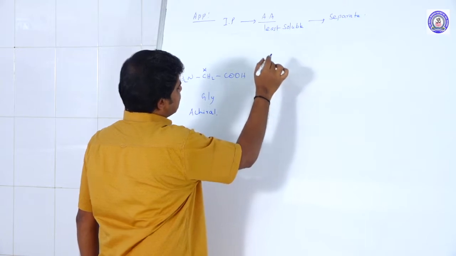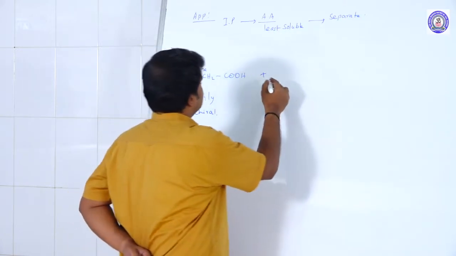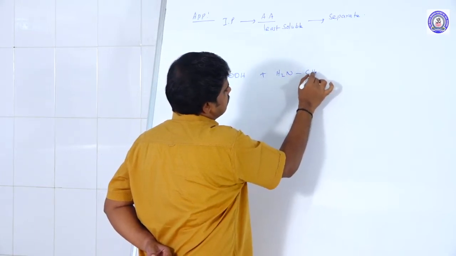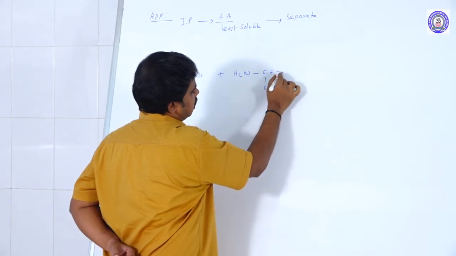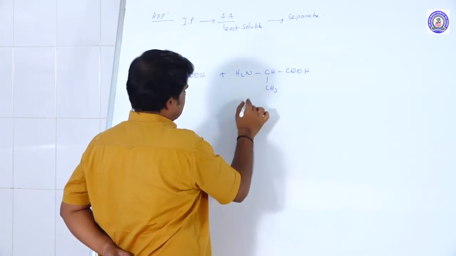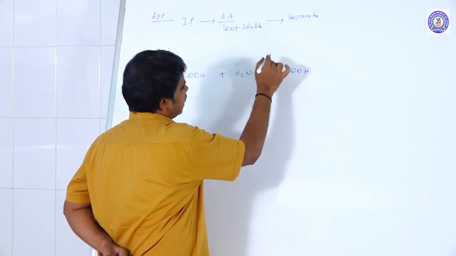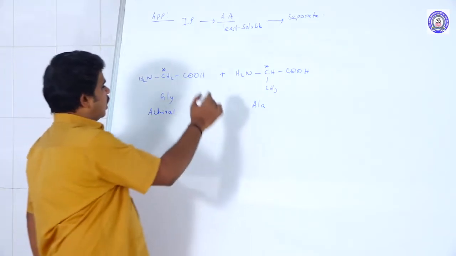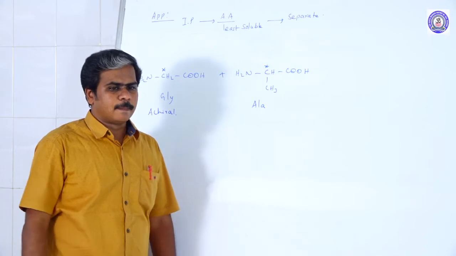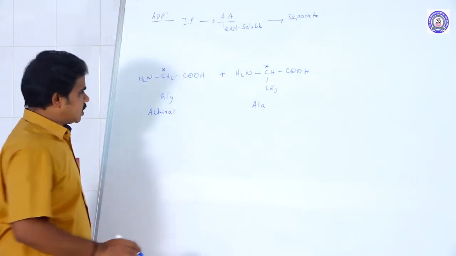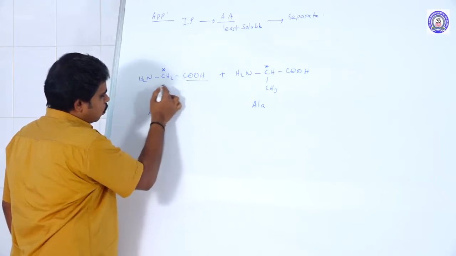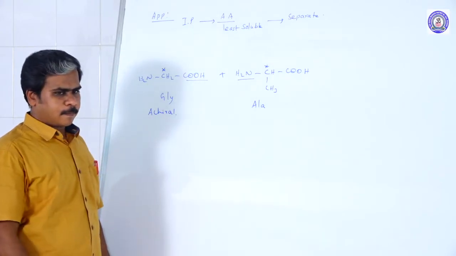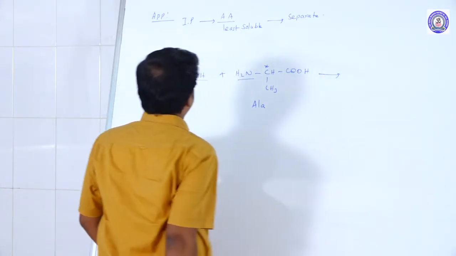And when it is reacted with alanine, alanine is H2N-CH(CH3)-COOH. It is alanine. Now it is a chiral carbon, an asymmetric carbon. When glycine is reacted with alanine, there are two possibilities. One is the COOH group of glycine reacted with the NH2 group of alanine, so that it will make a peptide bond.